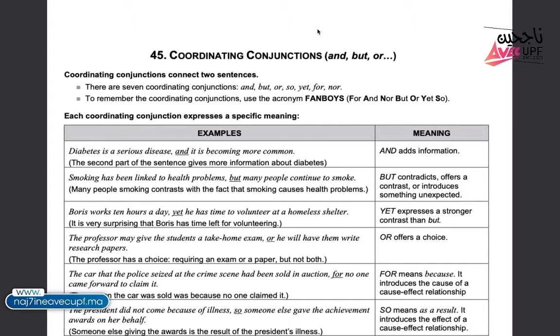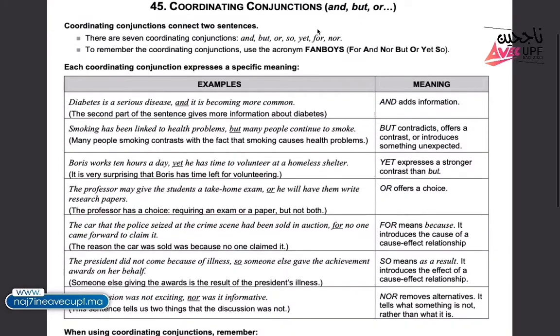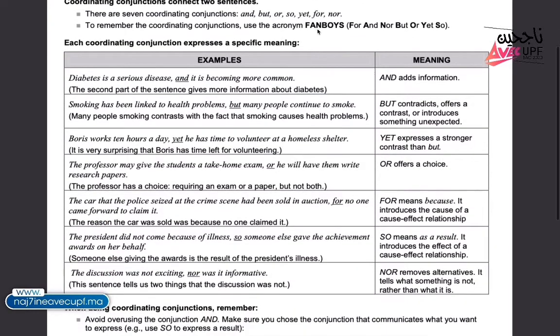And, but, or, so, yet, for, nor. The acronym is FANBOYS. F stands for for, A stands for and, and so on. Each coordinating conjunction expresses a specific meaning.